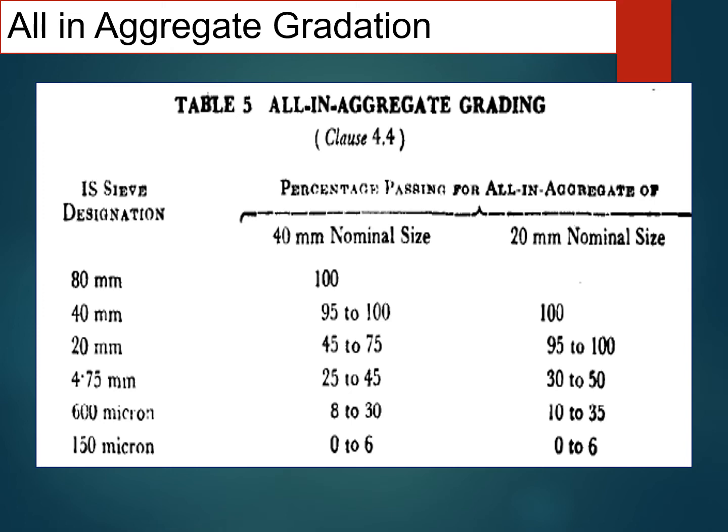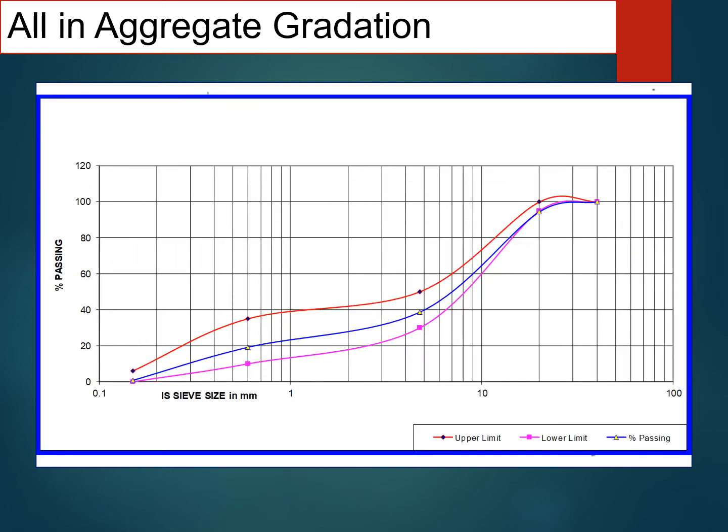passing. So what is required in all-in aggregate grading is, you know the individual grading of 10, 20 and fine aggregates, and you know the all-in aggregate gradation requirement. So you need to give a mathematical model to check what proportion of 20, 10 and fine aggregates should be added so that it will meet the all-in aggregate grading requirement. And then theoretically you match the all-in aggregate grading requirement.